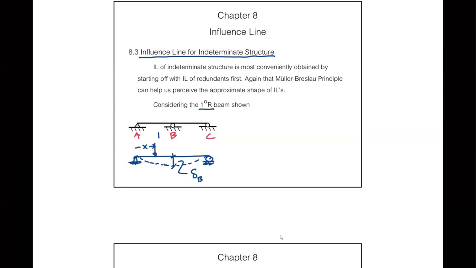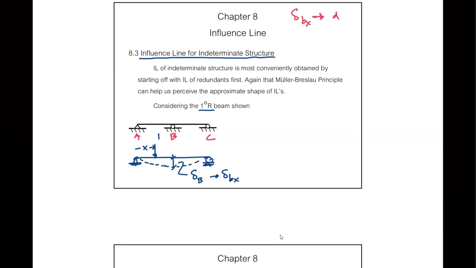But to be more specific, I don't recall at all whether or not I have talked about this, but delta B here can be more specifically called delta Bx. Why do we call delta Bx? Because this means, let me try to put it somewhere here. Delta Bx is referred to as the displacement at B caused by load at X, right?